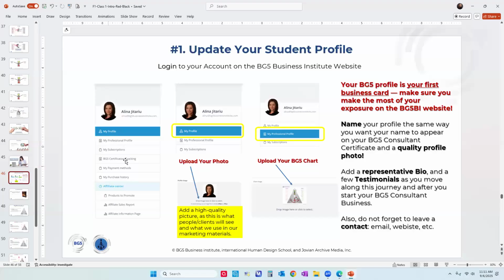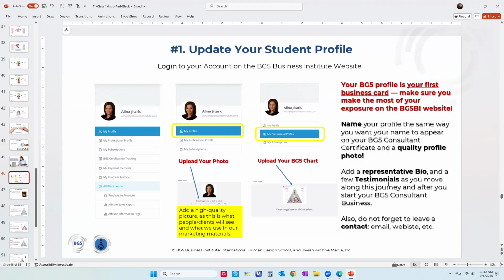One of the things we recommend you do is update your student profile. I'm going to show you where that is in a moment. You'll go into your profile. We recommend you add your picture and actually create a profile for yourself. Think of this as your first business card with BG5. Who are you? What do you want people to know about you? And you can continue to add to it over time.